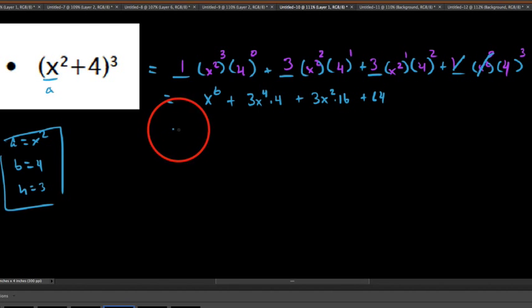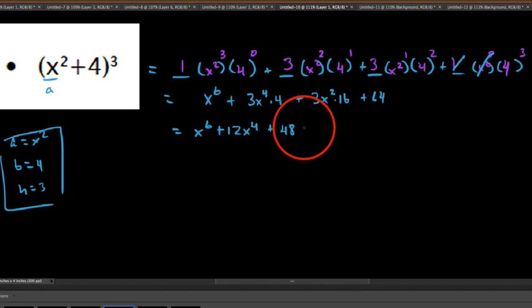So going back and cleaning this up one more time, we get x to the 6th, plus now 3 times 4 is 12, x to the 4th, plus 3 times 16 is 48, x to the 2nd, and then 64 constants. And this would be our binomial expansion right here.